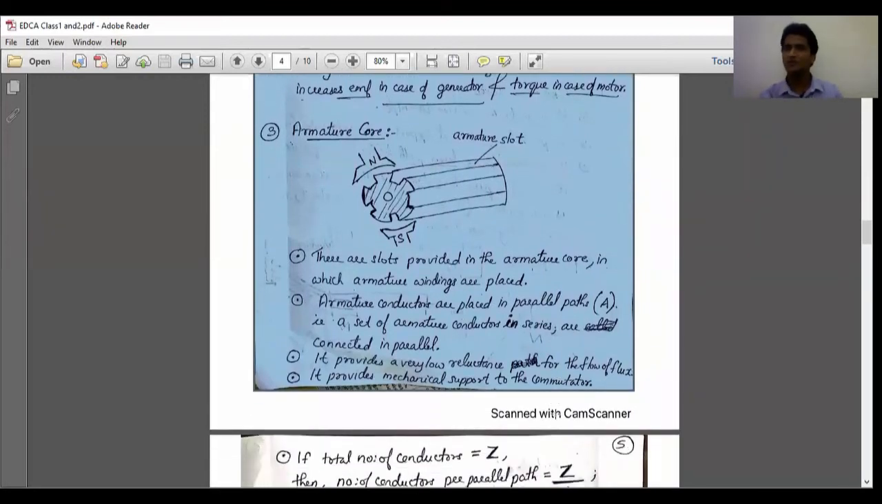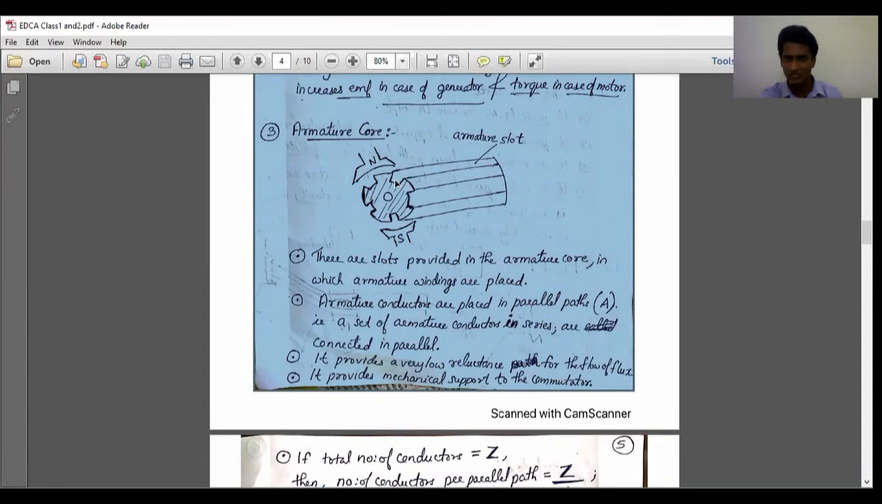Next point: armature core. Whenever we want to wind a winding, we must have a core. Here, the field winding is wound on the pole core. Here, the armature winding is wound on the armature core, or rather it is not wound on the armature core; there are slots in the armature core in which we place the armature winding. This is the shape of the armature core.